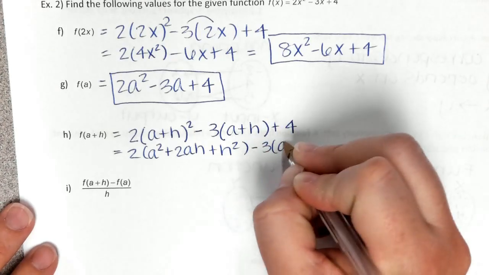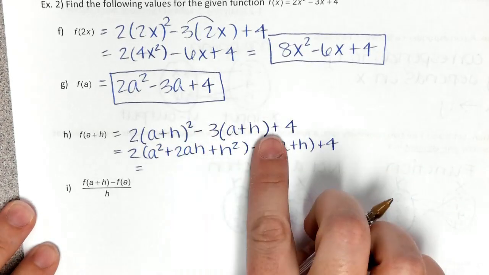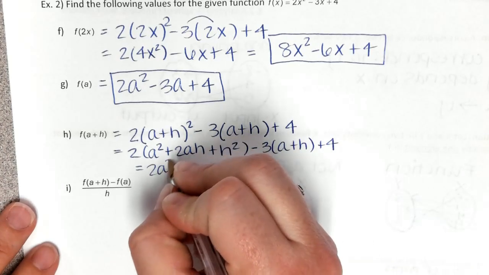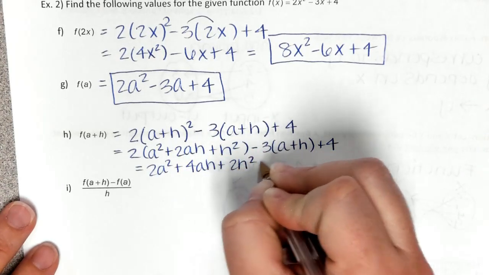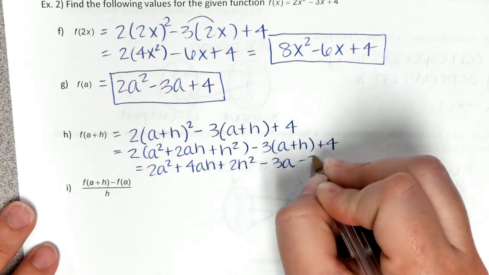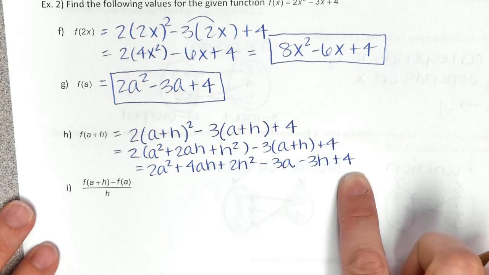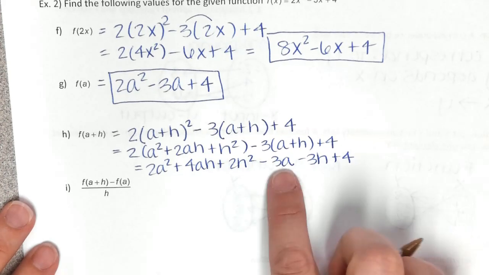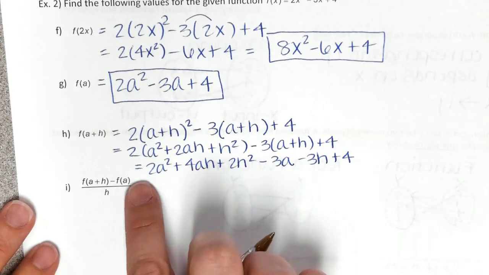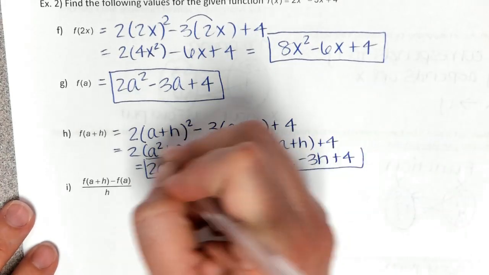After we square that, now we're going to distribute the 2 and the 3. So 2a squared plus 4ah plus 2h squared minus 3a minus 3h plus 4. Now, none of these terms are like terms. You have a constant, an h term, an a term, an h squared term, an a squared term, and an ah term. They are all different, so we cannot combine any of those together.